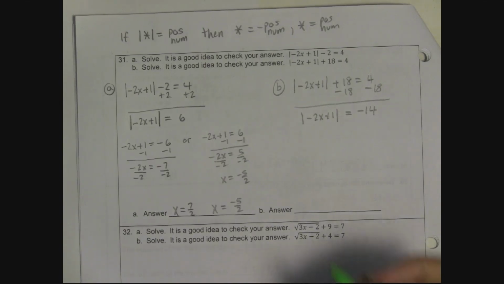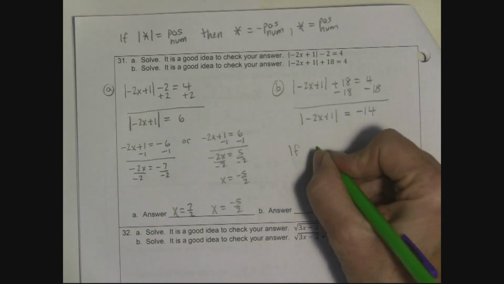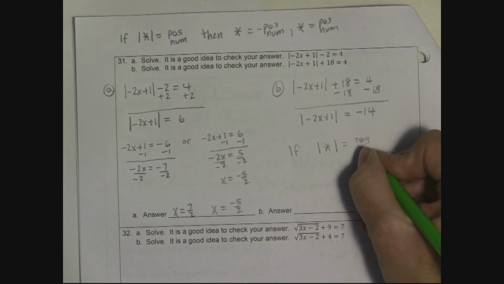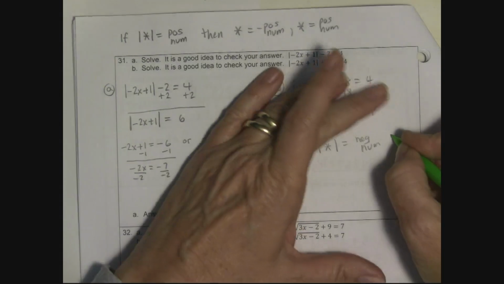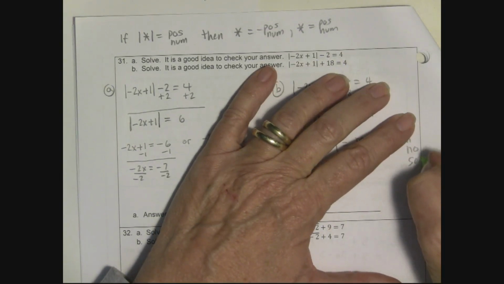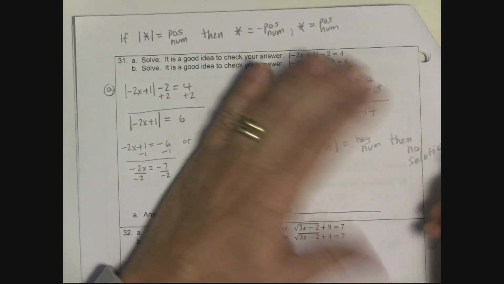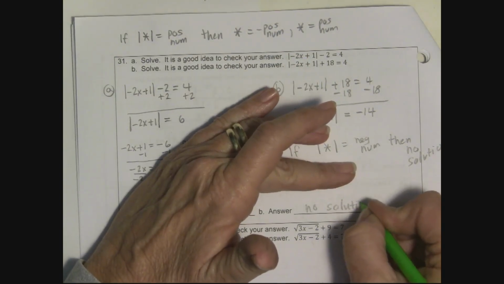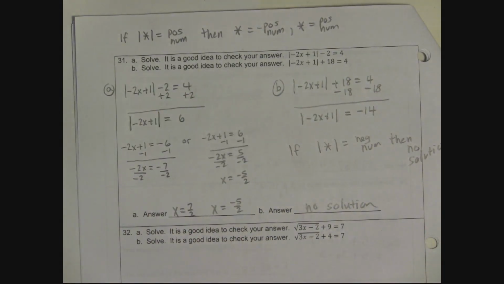So I don't know if you remember the memory verse that I put. Of course, it's not a memory verse. If the absolute value equals a negative number, right? Then there is no solution. So that's what I have here. Okay.